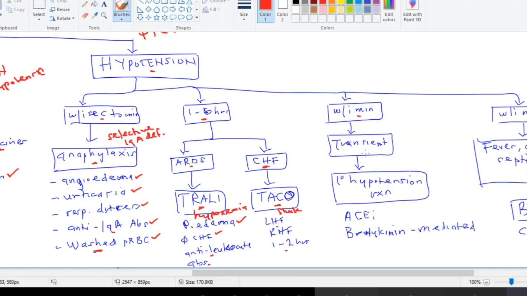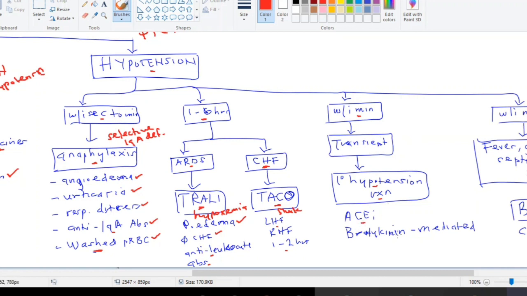Hypotension within a few minutes, but every other thing looks normal. You don't have angioedema, no urticaria. You rule out TRALI, lungs clear. You rule out CHF, no TACO. This is going to be a transient primary hypotension reaction. They have hypotension and then get better spontaneously. This is a diagnosis of exclusion. They are hypotensive within minutes of a certain transfusion and then get better spontaneously.